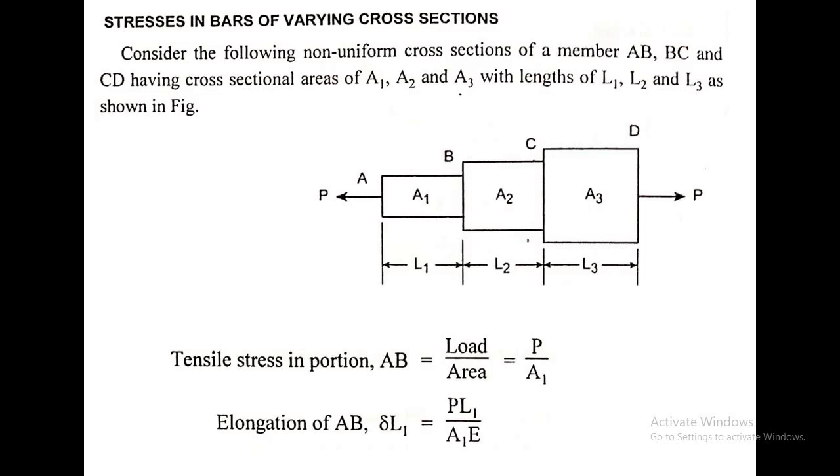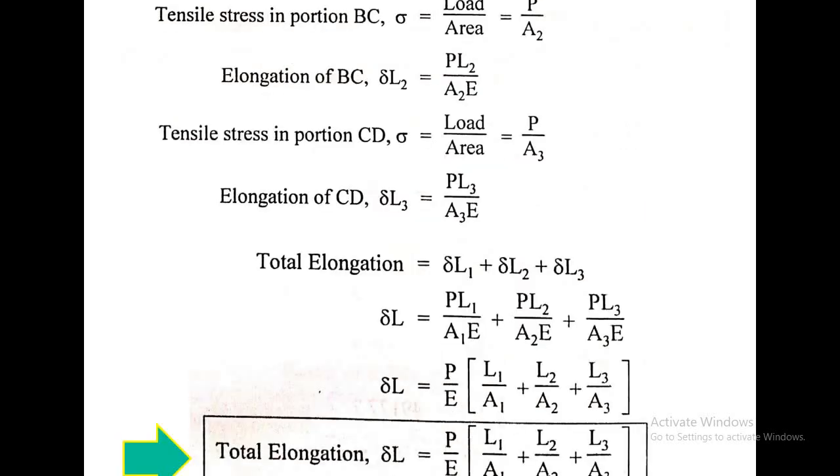So consider the first portion. The tensile stress in the first portion is load per area, that is P by A1. The change in length delta L1 is P L1 by A1 E. Same thing for the second portion and third portion.